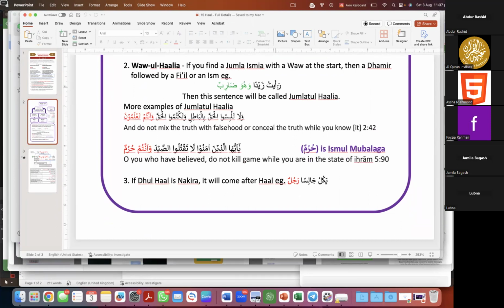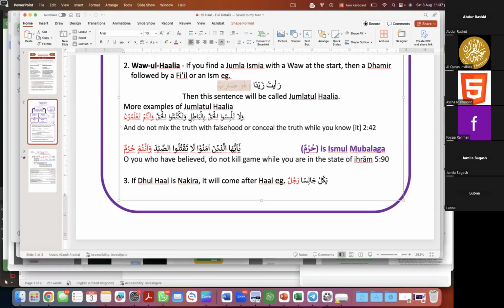I brought it here: ra'aytu Zaidan wa huwa daribun. I said this is the structure, this is the pattern you will see at the end of these sentences. And then you check the Arabic grammar of the Qur'an, and you'll see this is called Jumlatul Haliya. How does it look? You will see a waw at the end of another sentence, then a detached pronoun, the damirul munfasil, then something. That is Jumlatul Haliya. In most cases, you check it and you get the fun of it, inshallah. Wa antum ta'alamun, can you see?